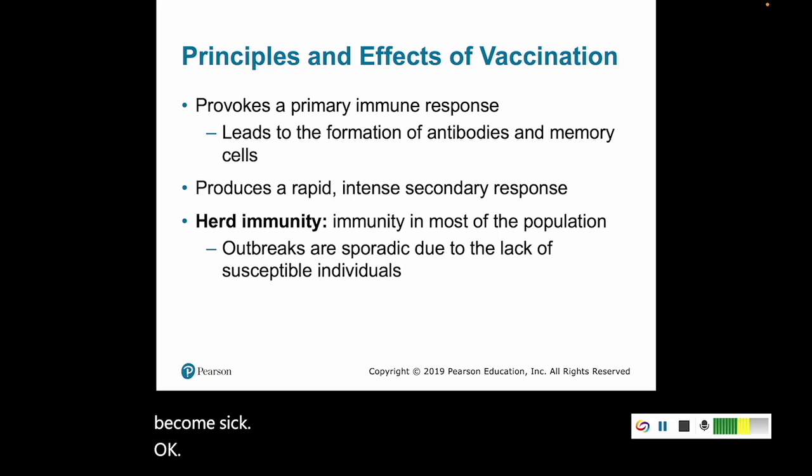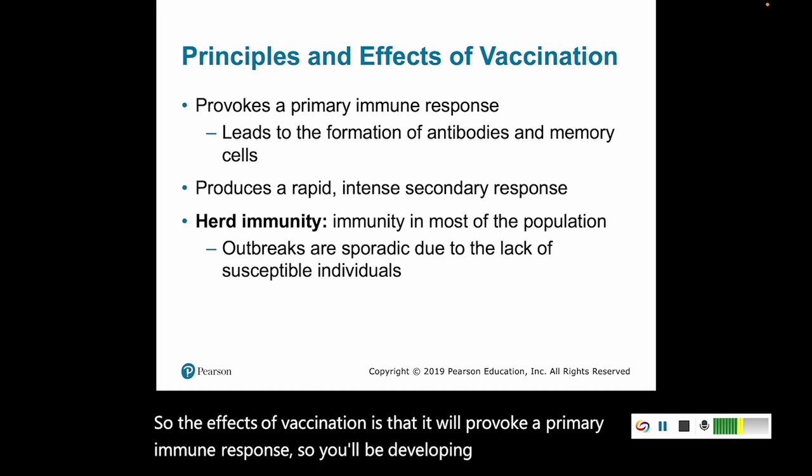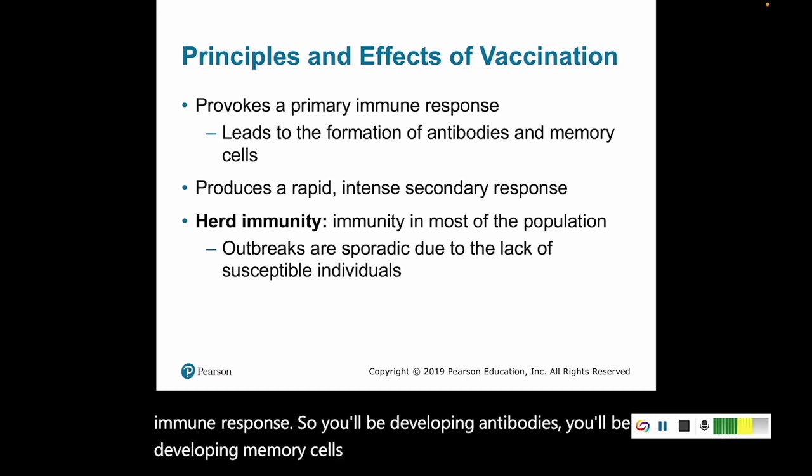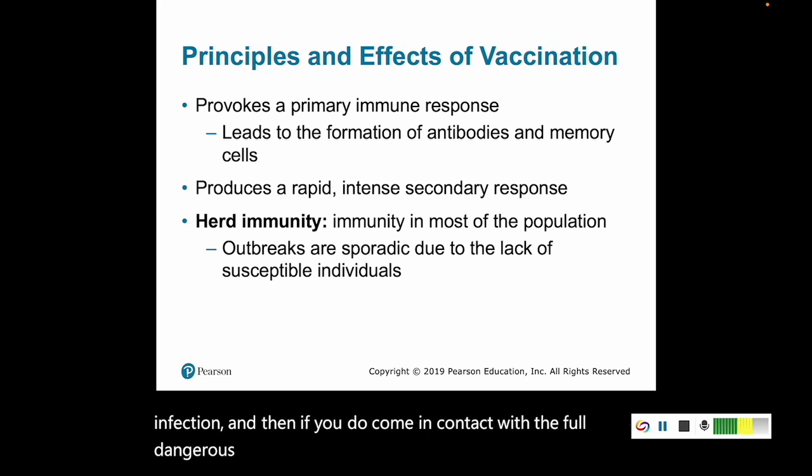So the effect of vaccination is that it will provoke a primary immune response. So you'll be developing antibodies, you'll be developing memory cells without the risk of the full dangerous infection. And then if you do come in contact with the full dangerous infection, you will already be primed to have a rapid and intense secondary response.